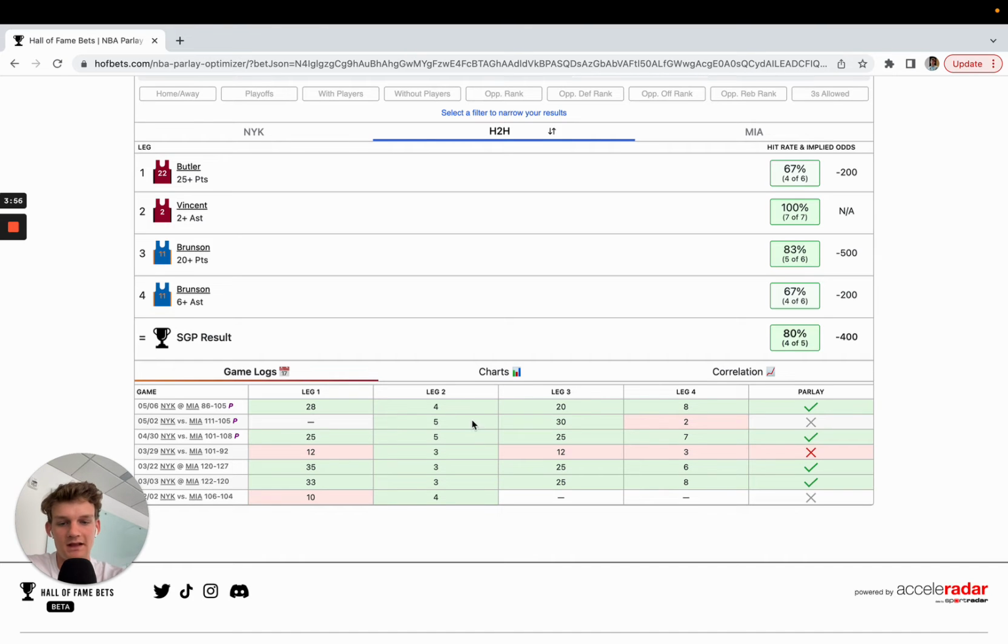So it hit in Game 3. It didn't hit in Game 2, but again, that's because Butler didn't play, but it wouldn't have hit anyways because Brunson only had 2 assists. It hit in Game 1, and then we can go down to the regular season games as well using the game logs. If we wanted to, we could take a look at charts too.